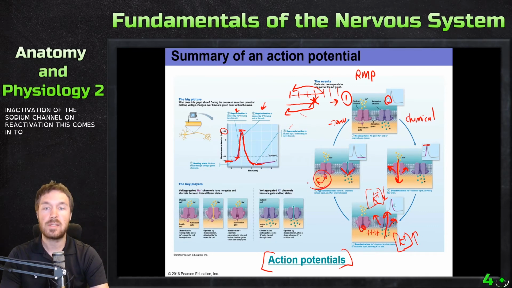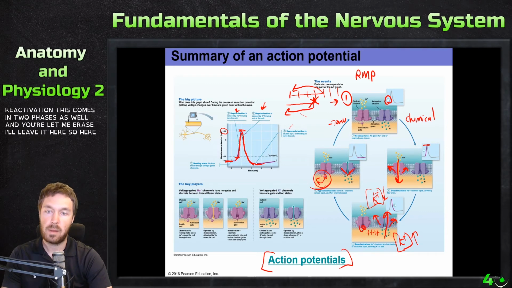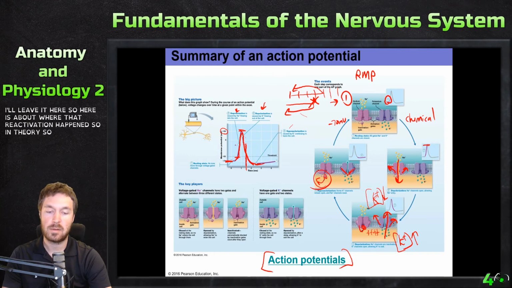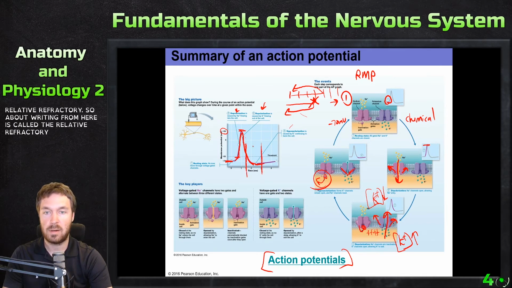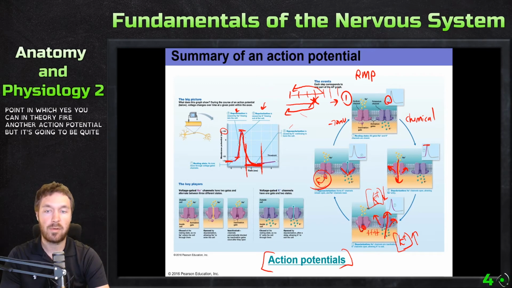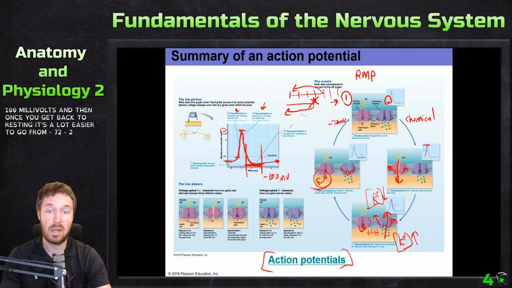This comes in two phases as well. Here, let me erase. I'll leave it here. So here is about where that reactivation happens. There's the absolute refractory period and the relative refractory period. There's a point in which, yes, you can, in theory, fire another action potential, but it's going to be quite difficult because there you're at maybe minus 100 millivolts. And then once you get back to resting, it's a lot easier to go from minus 70 to minus 50 to hit another action potential.